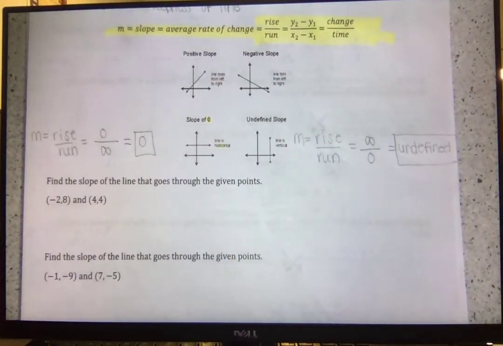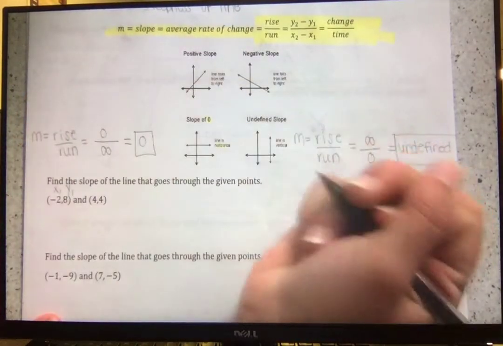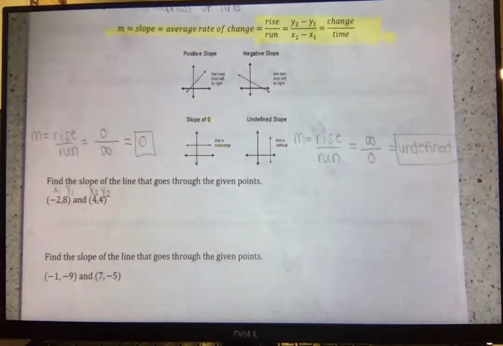Questions before we find the slope? All right, so let's actually go through and find the slope of the line that goes through the two given points. Our two given points are (-2, 8) and (4, 4). I'm going to label this first set of points x1, y1. I'm going to label the second set of points x2, y2.